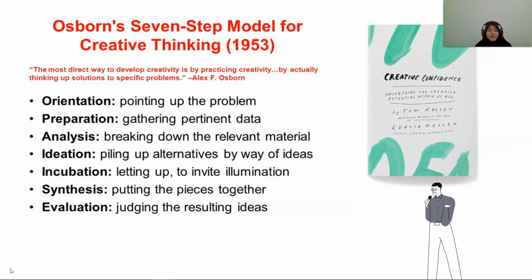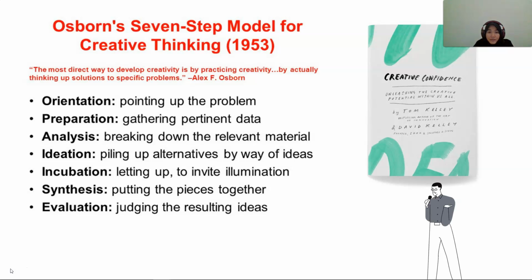Okay, this is number 3. The model for the creative process number 3 is Osborne's, which suggests a 7-step model for creative thinking, proposed in 1953. The most direct way to develop creativity is by practicing creativity, by actually thinking up solutions to specific problems. I think you agree with this, with Osborne.